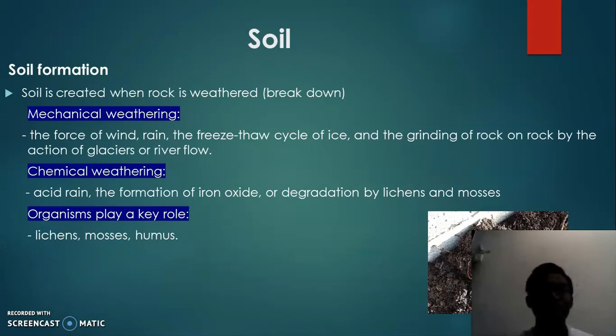The soil formation. Soil is created when the rock is weathered, which is breakdown. There are three types of weathering. Mechanical weathering is the force of wind, rain, and the freeze-thaw cycle of ice, and grinding of rock on rock by the action of glaciers or river flow. Second is chemical weathering, which is acid rain, the formation of iron oxide, or degradation by lichens and mosses. And the last one is that organisms play a key role, which is lichens, mosses, and humus.